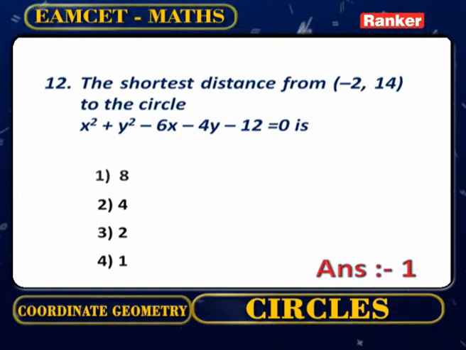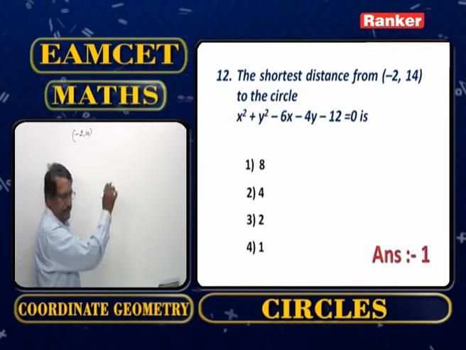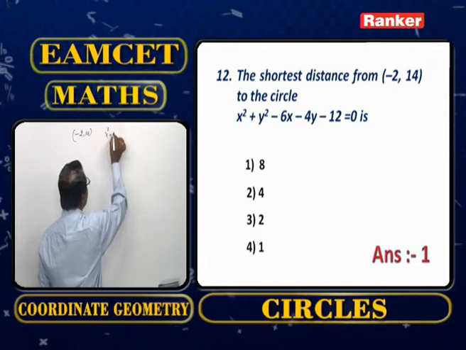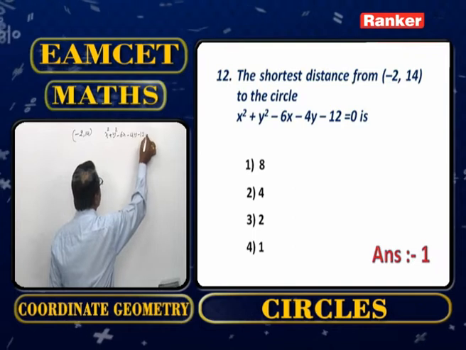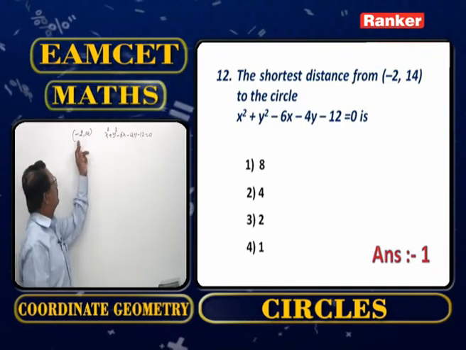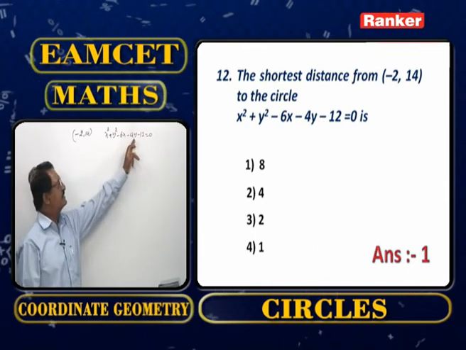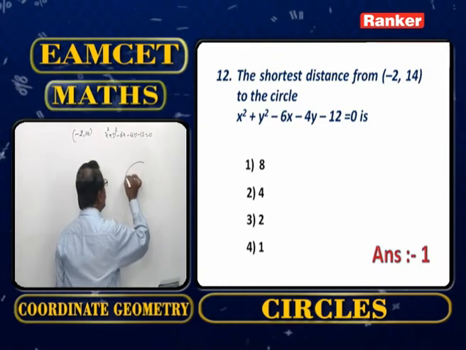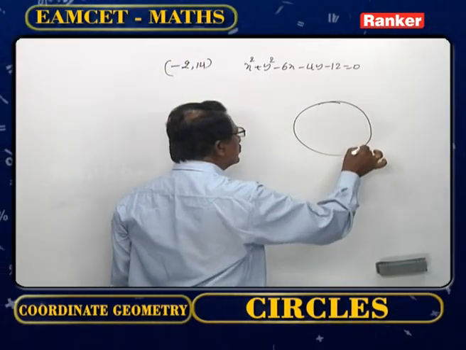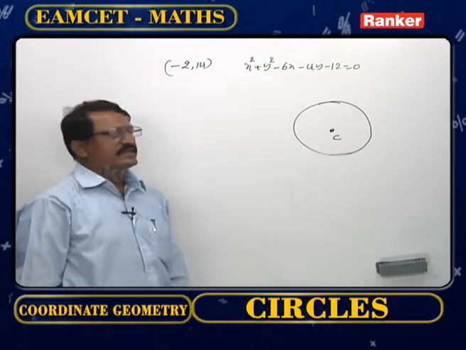The shortest distance from (minus 2, 14) to the circle x square plus y square minus 6x minus 4y minus 12 equals 0. Suppose a circle; consider C to be the center of the circle.